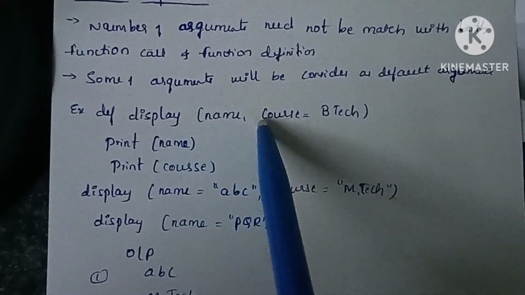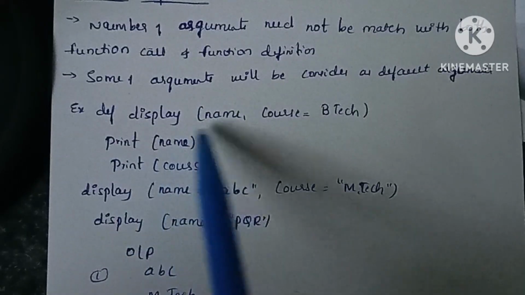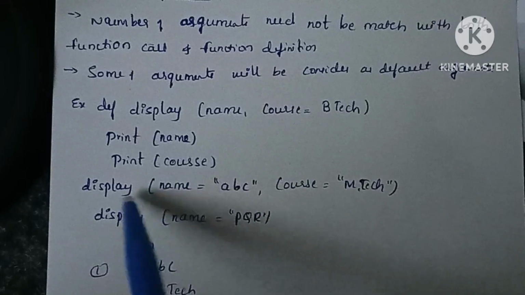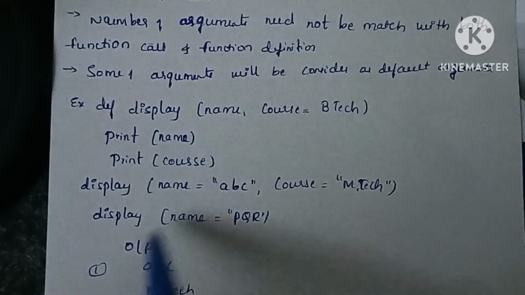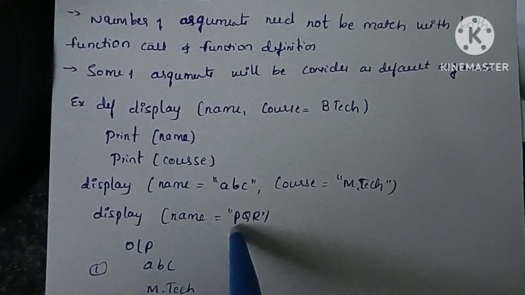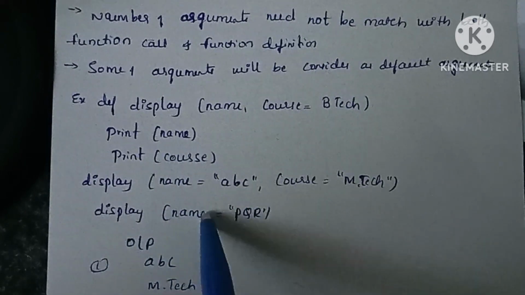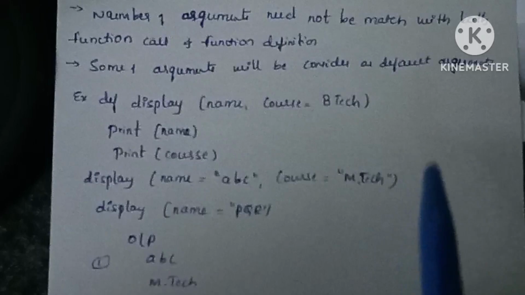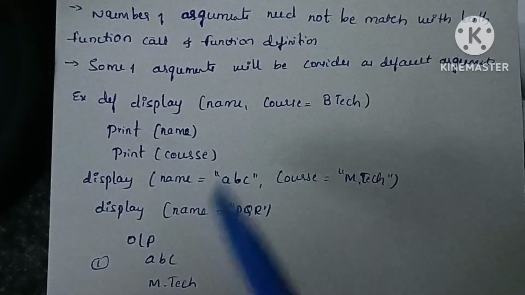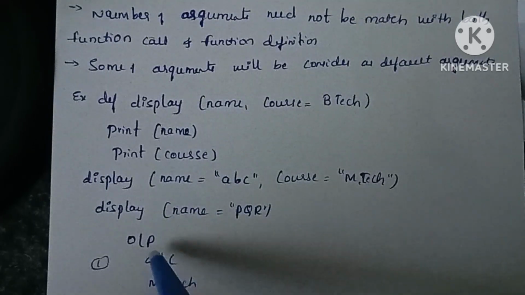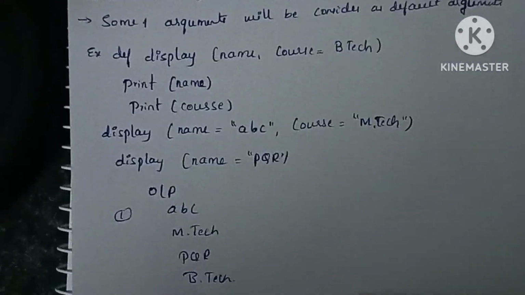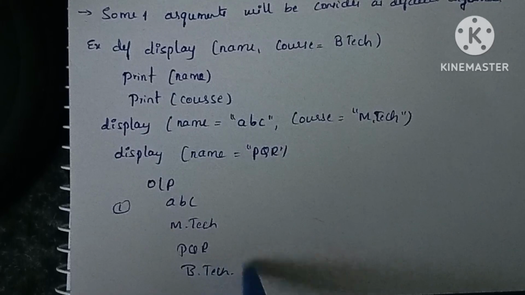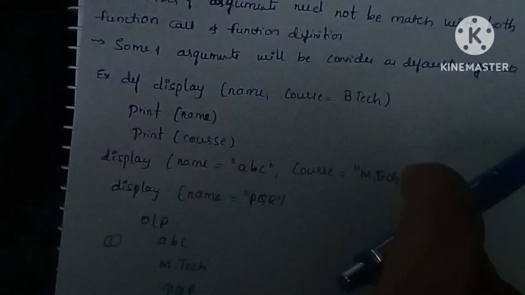def display(name, course='btech'): print name and print course. display(name='abc', course='mtech'), and display(name='pqr'). Here the name is abc, then the name is pqr. It is not matching between the function call and the function definition, so the output is still determined. That is the default argument. The output is abc, mtech, pqr, btech.